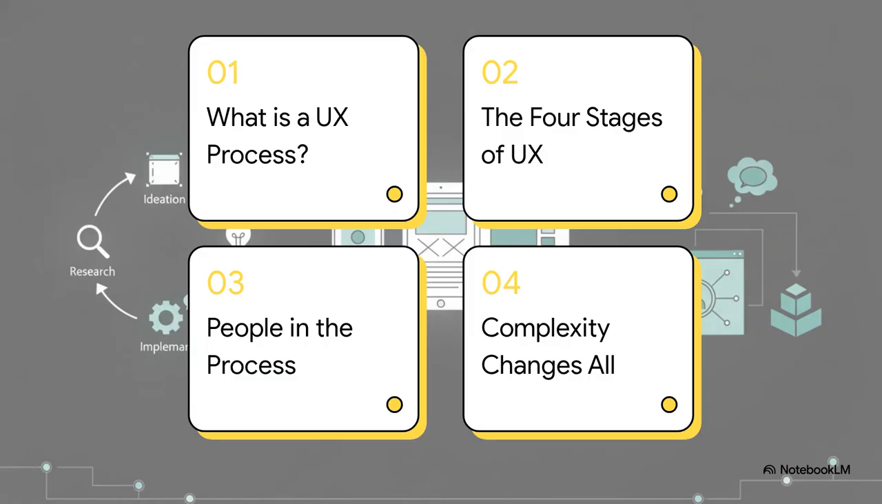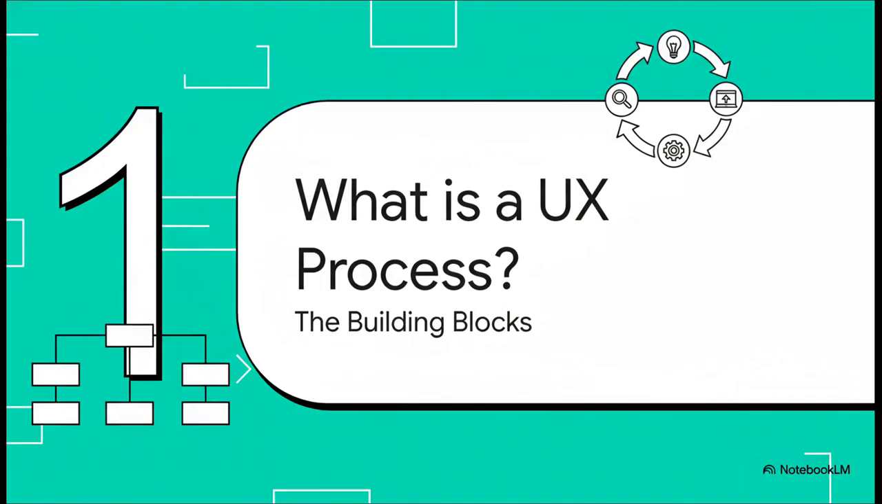Okay, here's our plan for today. First, what exactly is a UX process? Then we'll look at the four main stages. After that, we'll see who is involved in this process. And finally, we'll discuss something very important for your exams, how complexity changes everything. A simple and clear roadmap for us. All right, let's jump right into our first section. What is a UX process?